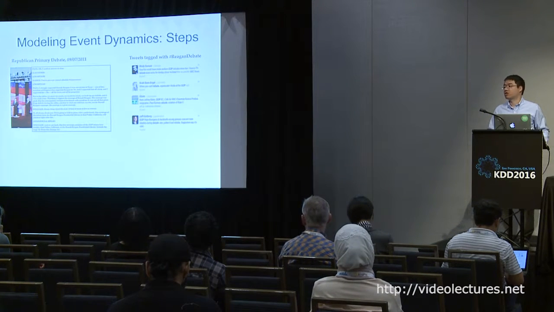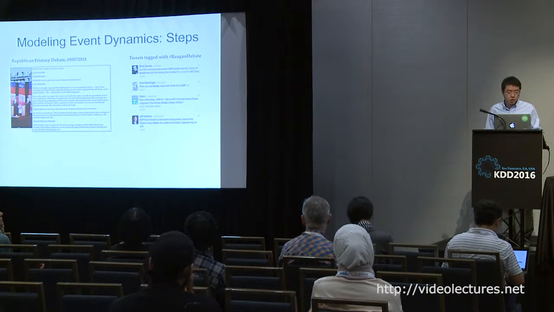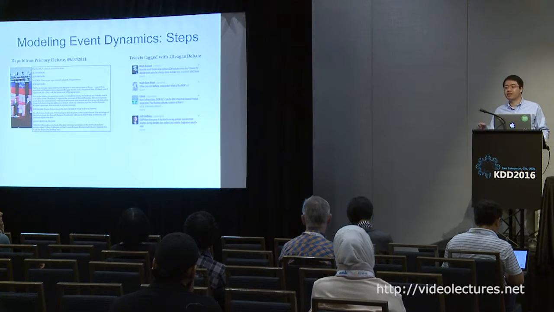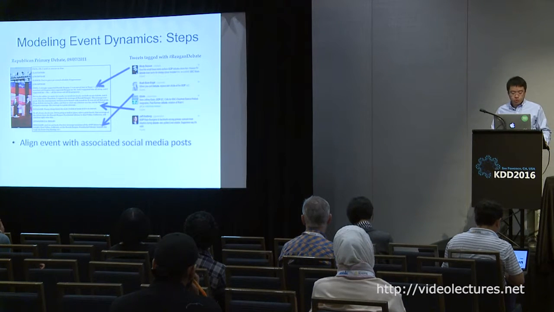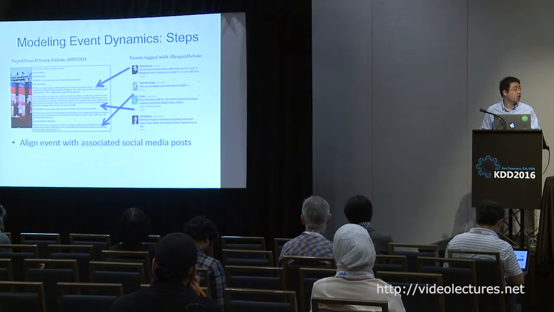So in order to support this kind of analysis, extracting event topics and also the sentiment about these event topics, what are the main steps that we're going to do given an event and its social media responses? The very first step is to align the event with its associated social media posts. Given an event and some document about the event, such as the event transcript, and given the social media posts about this event, the very first step is to establish the alignment between the event and tweets.